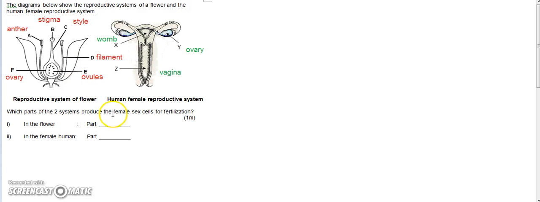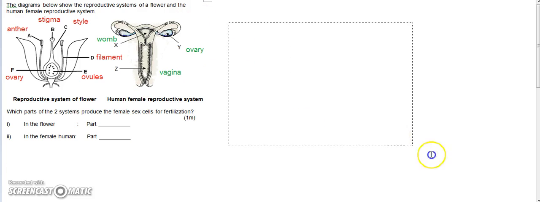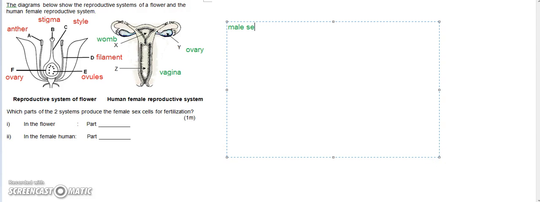Now, which part of the two systems produce the female sex cells for fertilization? Which part of the two systems produce the female sex cells? Now, this is where, again, you must already know, because this is a knowledge question. The male sex cells in the human is contained and delivered by the sperm. And the female sex cells of the humans is also known as the egg.